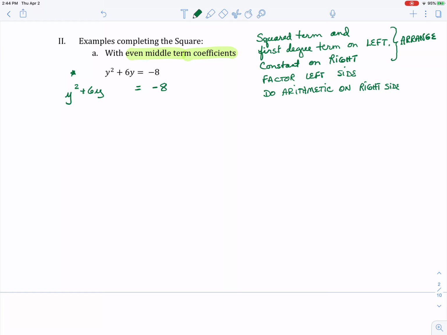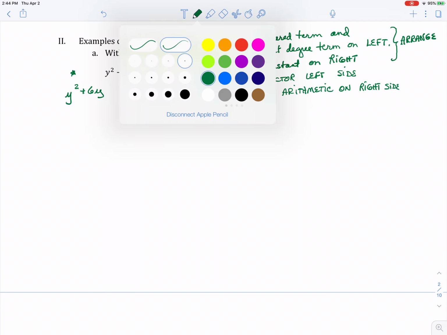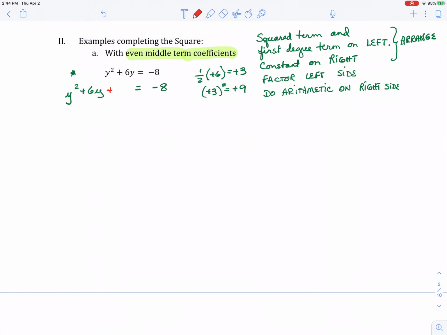I've got the constant -8 on the right. I've got the second degree and the first degree terms on the left. So this is where I'm going to do 1/2 of the coefficient on the first degree term squared, and I'm going to add, let me change the color so that's emphasized, we're going to add 9 to the left, and to maintain balance we're also going to add 9 to the right.